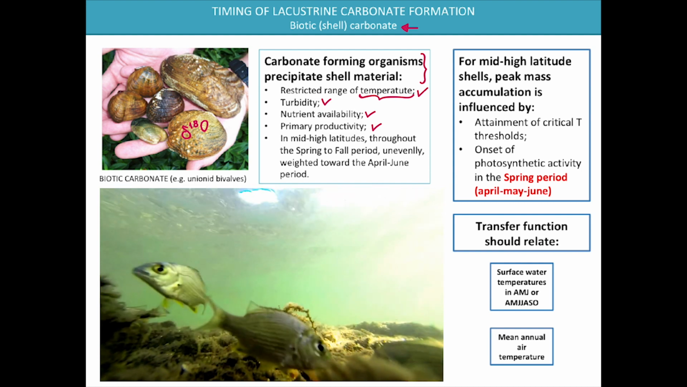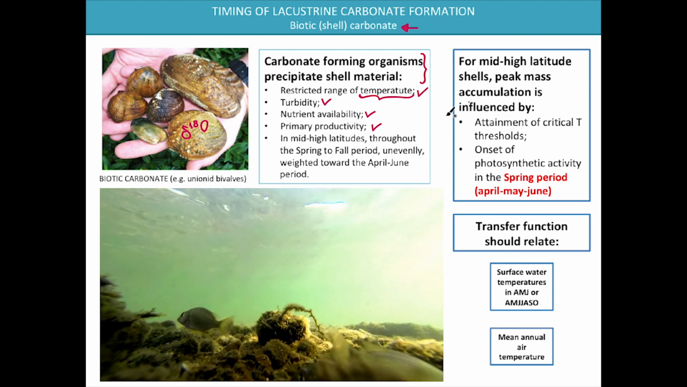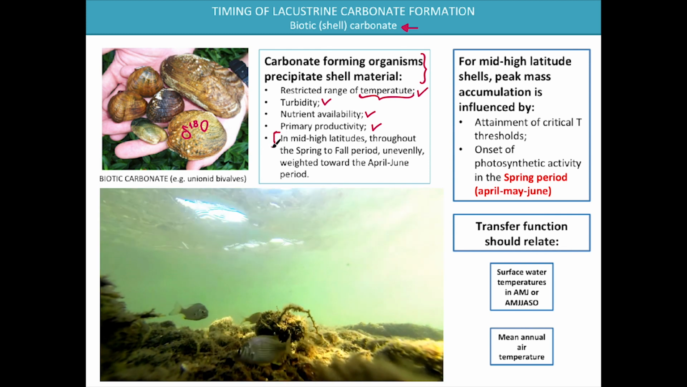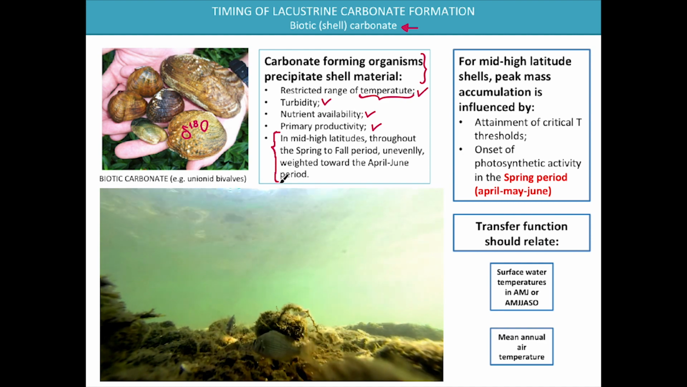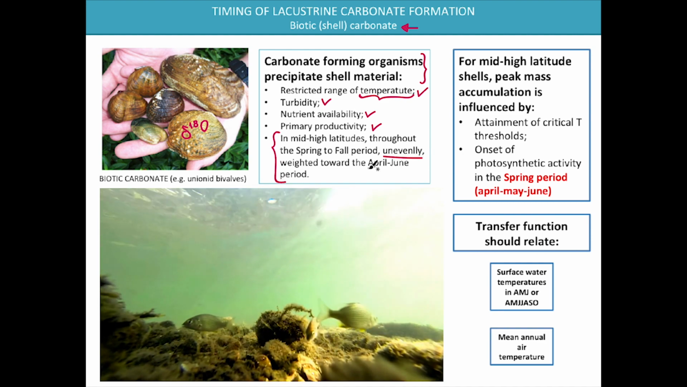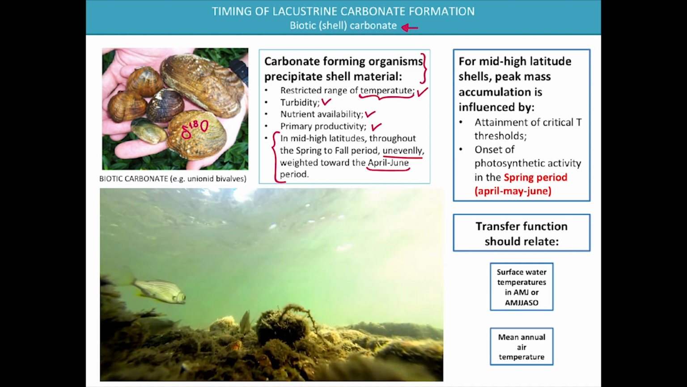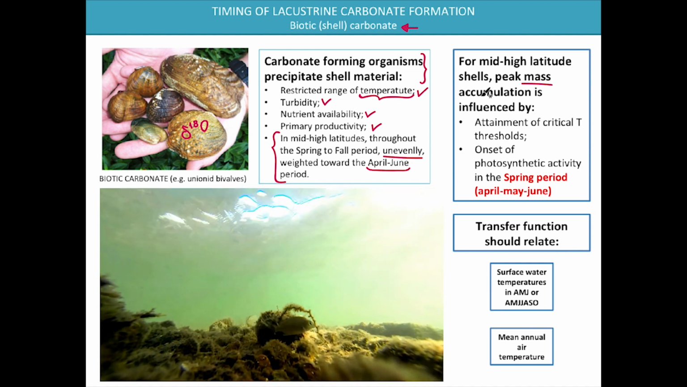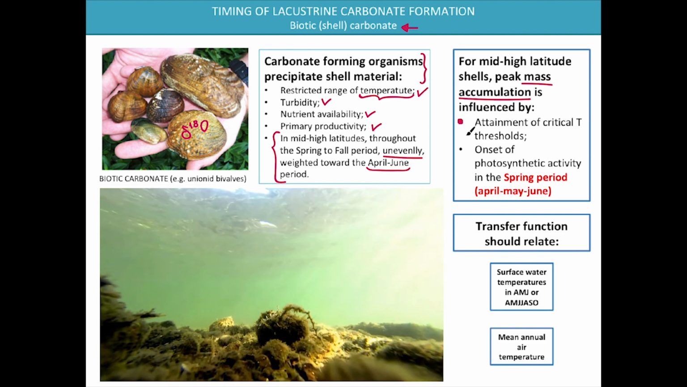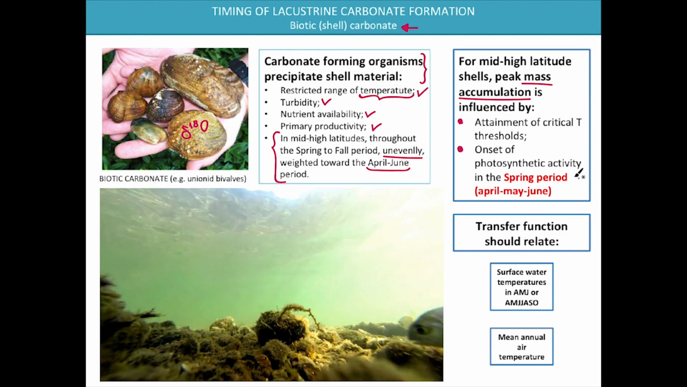However, other factors like turbidity, nutrient availability, and primary productivity also impact growth rates. A combination of several studies suggests that a range of shell-forming organisms at mid to high northern latitude form throughout the spring to fall period, unevenly, with mass accumulation weighted toward the April to June period. The timing of peak mass accumulation is influenced by both the attainment of critical temperature thresholds and the onset of photosynthetic activity in the spring period.